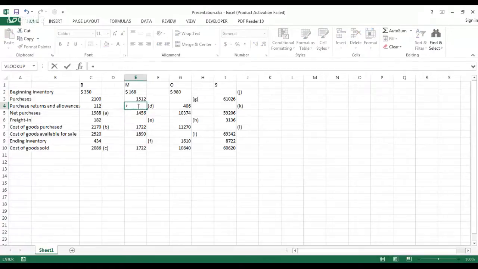For D, purchases returns and allowances equals purchases minus net purchases. So we would do purchases minus net purchases, comes out to be 56.